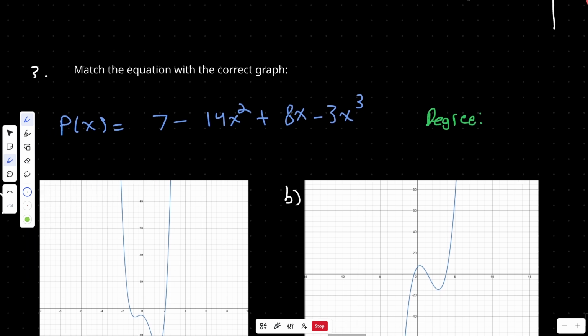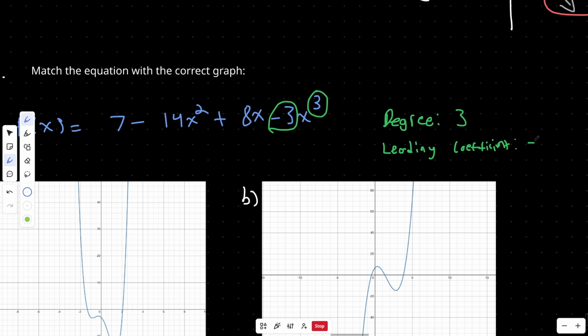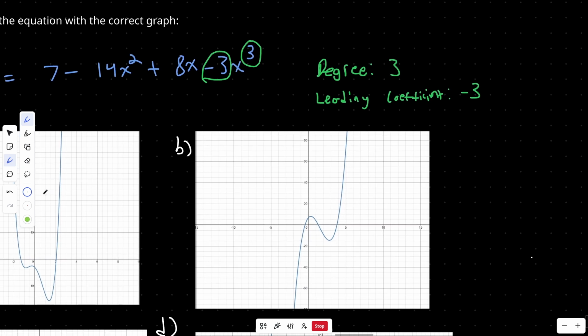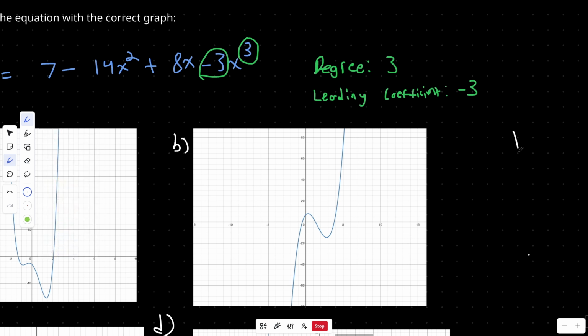So it looks like my degree is going to be 3, because that's the highest exponent on the x variable. So we can say degree is 3. And the leading coefficient is going to be -3 right there. -3. Okay, perfect. So now that we've got our 2 key pieces of information to determine our end behavior, let's figure it out. So let's draw in our coordinate map here.